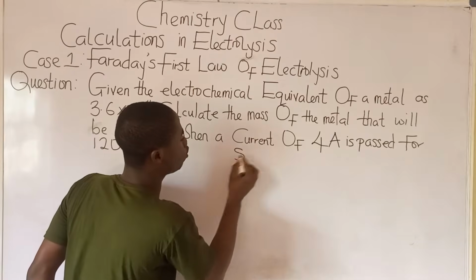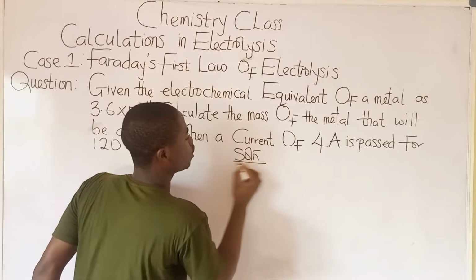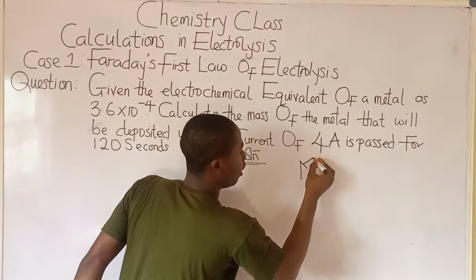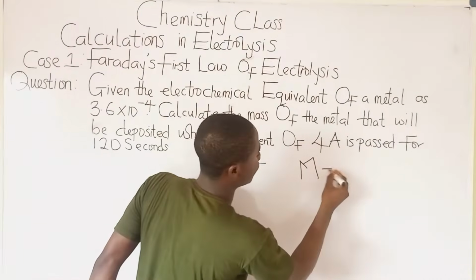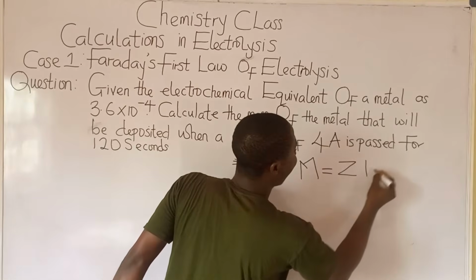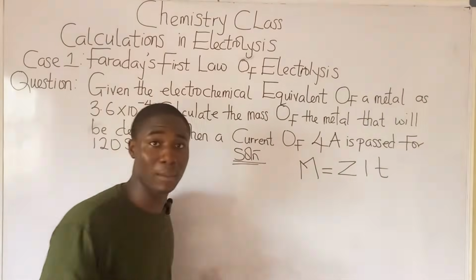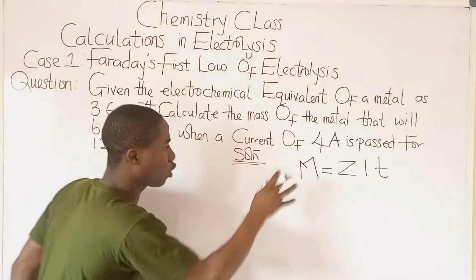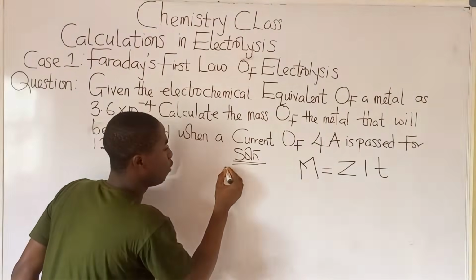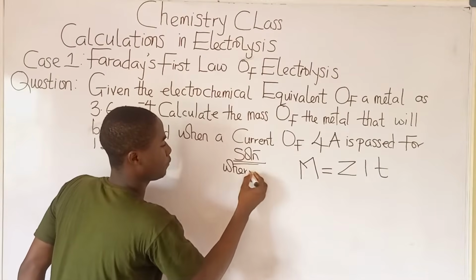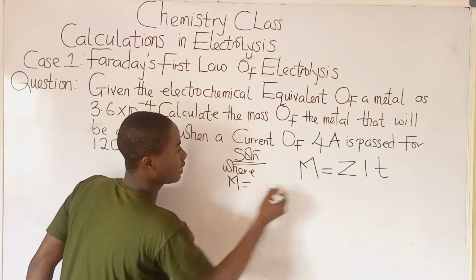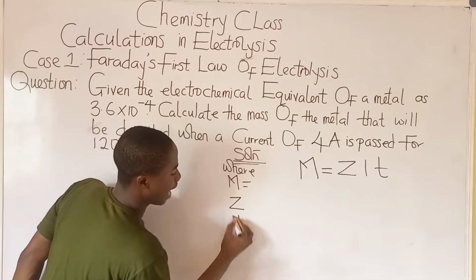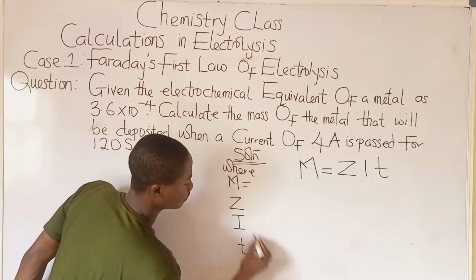So the formula to take note of under this case, which is on Faraday's first law of electrolysis, is simply M, which is mass, is equal to ZIT. This is the formula that you must take note of when you are solving questions under this aspect, and I'm going to talk about what each of the symbols mean: M, Z, I, and T.